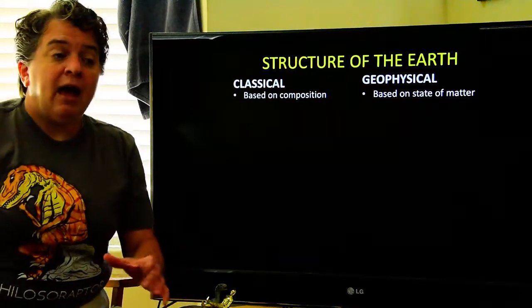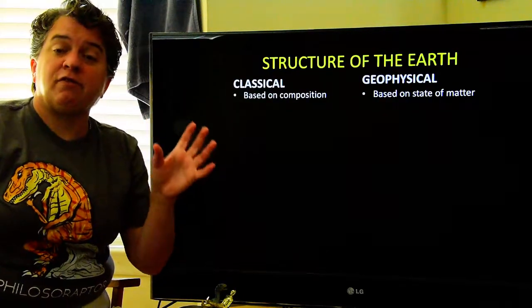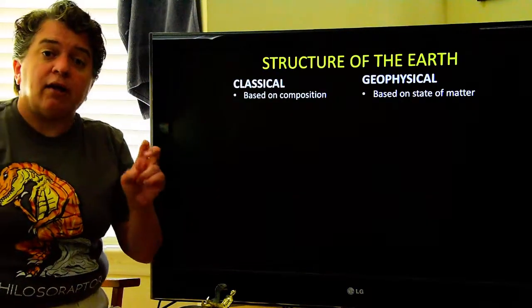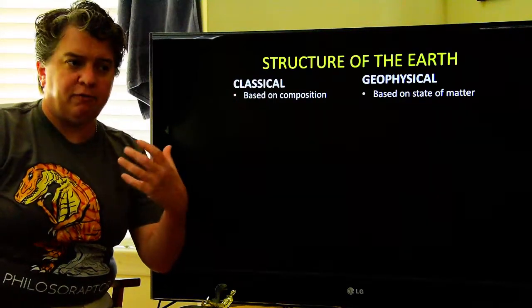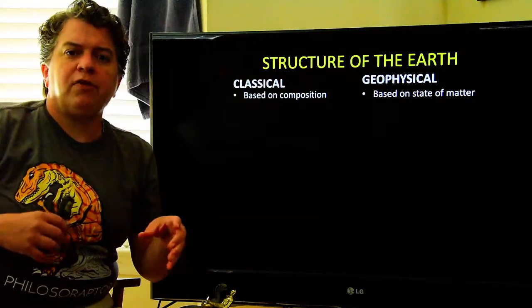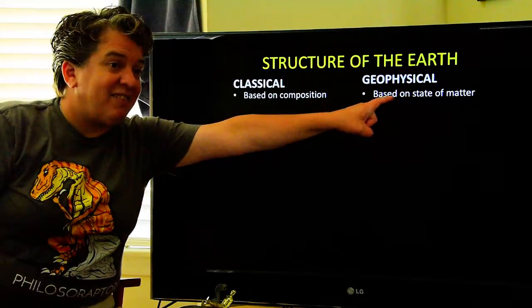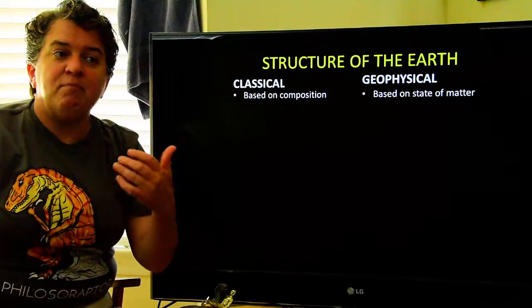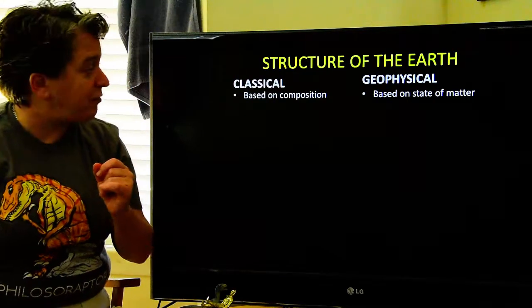what's happening. And in order to understand plate tectonics, we actually have to take a look at the structure of our planet. And there's two ways of looking at Earth's structure. One way is the classical view, and this is where we look at the composition of the different layers of our planet. And the other way is the geophysical view, which is where we look at the state of matter inside our planet. Let's look at the classical view first.